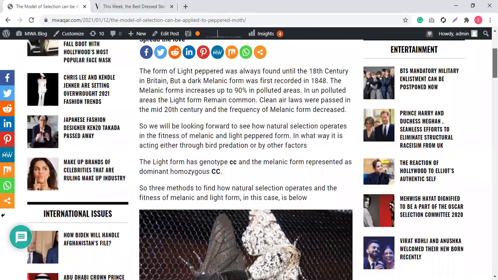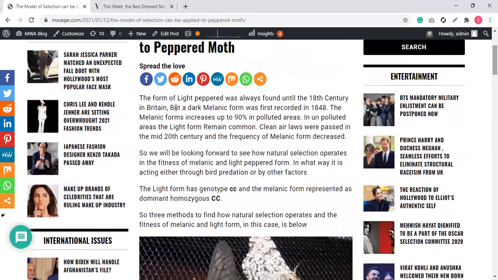Now, in the beginning, the light peppered form was always found until the 18th century in Britain, but a dark melanic form was first recorded in 1848. The melanic form increased up to 90% in the polluted areas. Now, focus on this point. In unpolluted areas, the light form remained common. Clean air laws were passed in the mid 20th century and the frequency of the melanic form decreased.